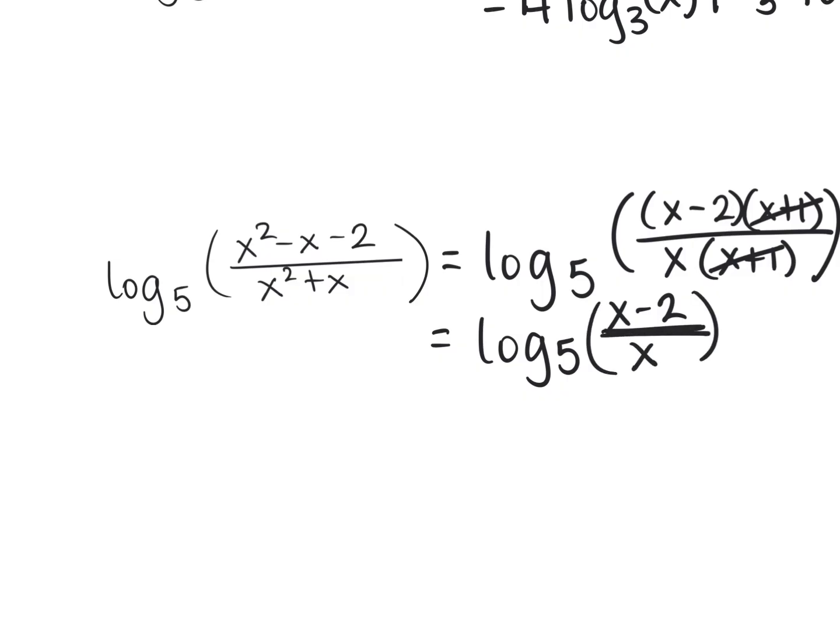Because this is being divided, that means I'm going to subtract the 2 separate logarithms. So I have log base 5 of x minus 2. And I'm going to subtract from that log base 5 of x.